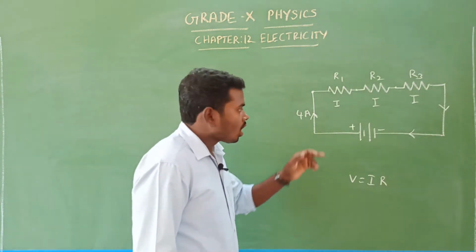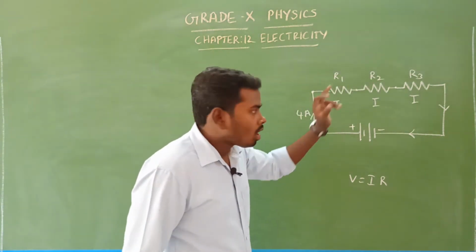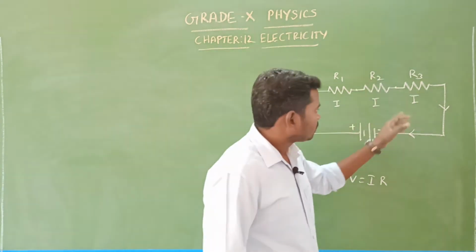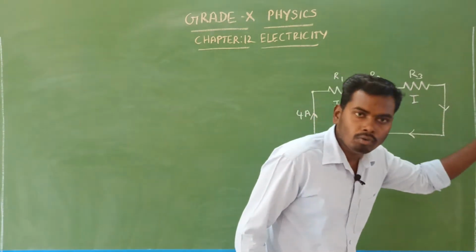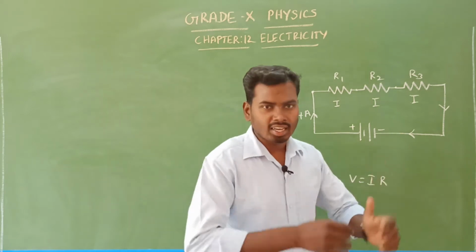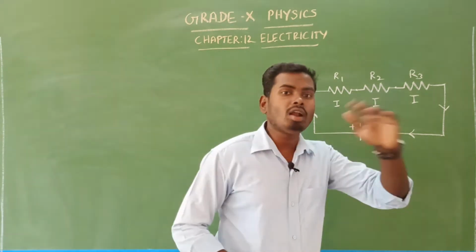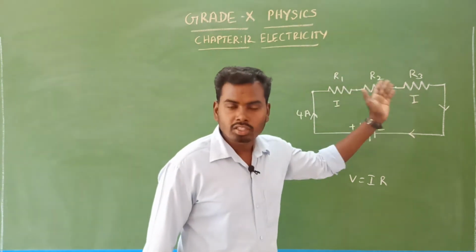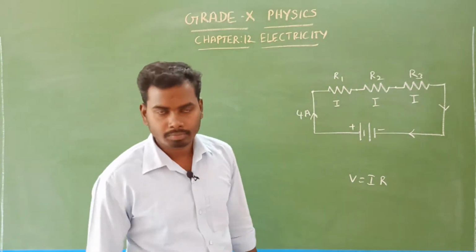Which means across resistor R1 the 4 ampere current will flow. Across resistor R2 the same 4 ampere current will flow. Third one, across resistor R3 the same amount of 4 ampere current will flow. So whenever resistors are connected in series, the same amount of current will flow across all the resistors. This is a very, very important point. Keep this point always in your mind.